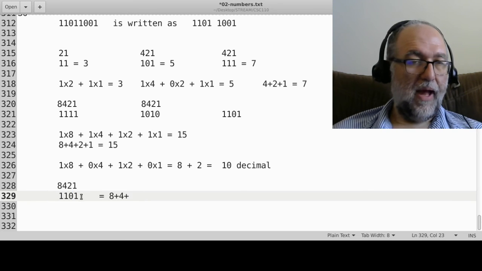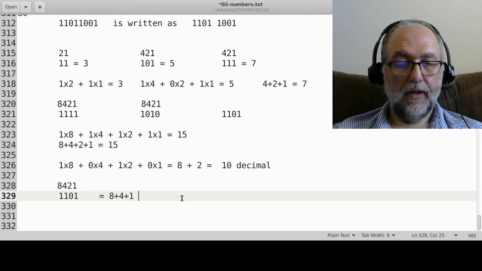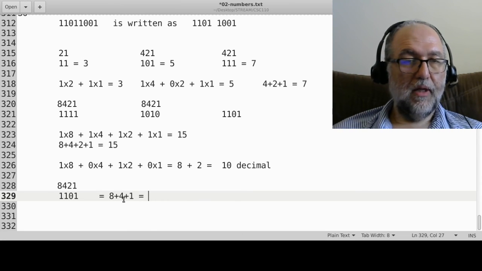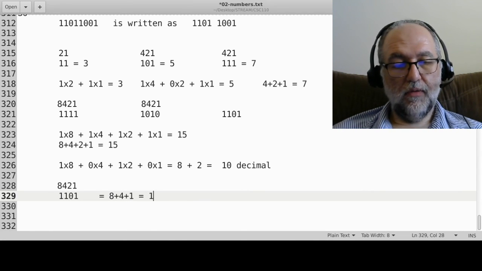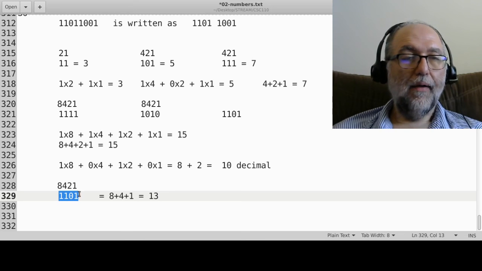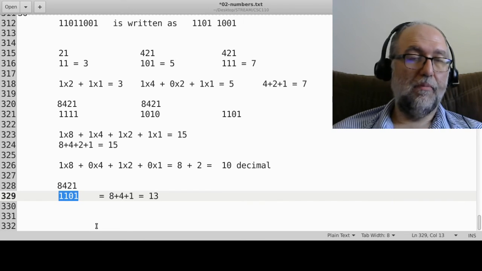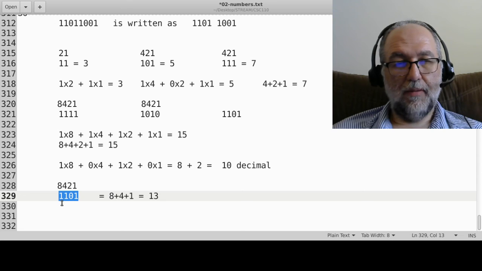All right, so I just skip that one, and I have 1, 1, like that. And you say, well, what's that equal to? 8 plus 4 is 12, plus 1 is 13. There we go, 13. And by the way, this is also in our charts, which you can memorize. That was the other way to do this, is just memorize it. But 1101 should be 13.